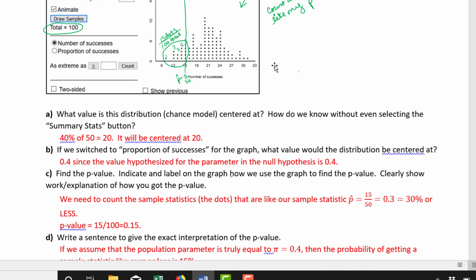I will still get a big p-value that leads me to the same conclusion overall about the null hypothesis, that the null hypothesis is plausible. I expect that you're going to get a p-value somewhere between 0.1 and 0.2, around there. So let's give it a try.